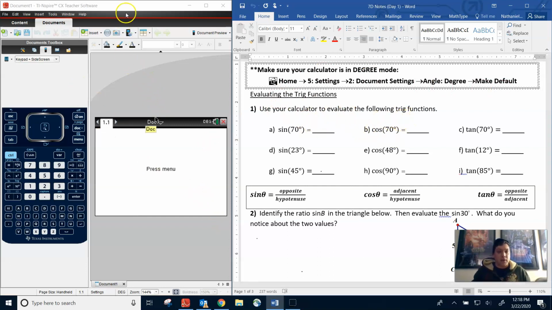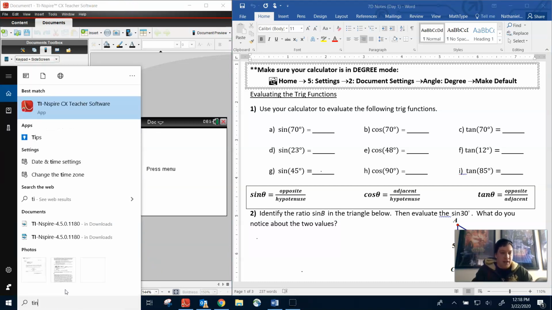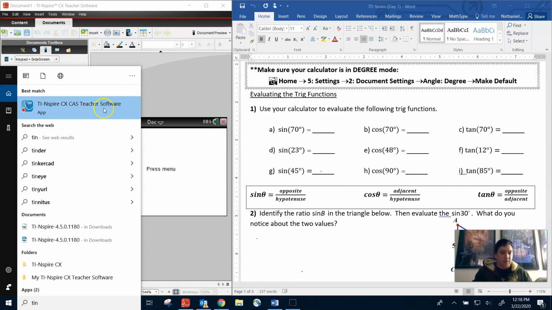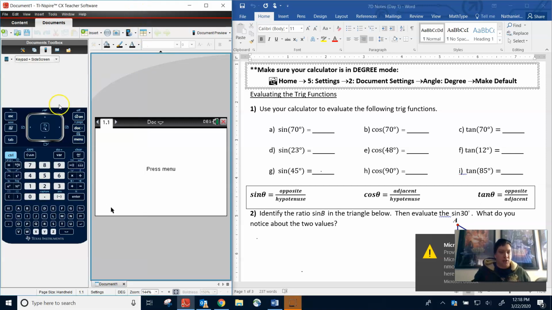Now, first things first, if you have a calculator, you should have your TI Nspire calculator. All you have to do is type in TI Nspire and it should pop up right here. Mine has a teacher version of it, but it should be something like that, right? So then you can start that off.